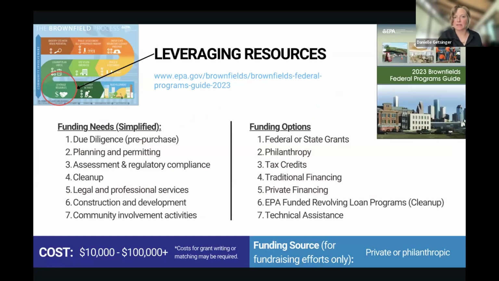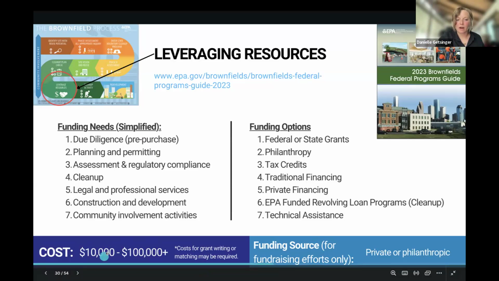And this is the most complicated thing of all, leveraging resources. You need to fund a whole lot of things, not just the development. You need to fund all of this pre-work, the due diligence, the planning, etc. And there's a whole lot of different types of funding options out there to do that. There are federal and state grants. Don't underestimate philanthropy. There are a lot of foundations out there that want to support these kinds of activities, even if it's not just the cleanup. They might want to support the end use, programming, tax credits, traditional financing, etc. Keeping in mind that the cost to even go after the funding is still expensive. So you have to find funding to get the funding. I think you all understand that, which is why we're all here.